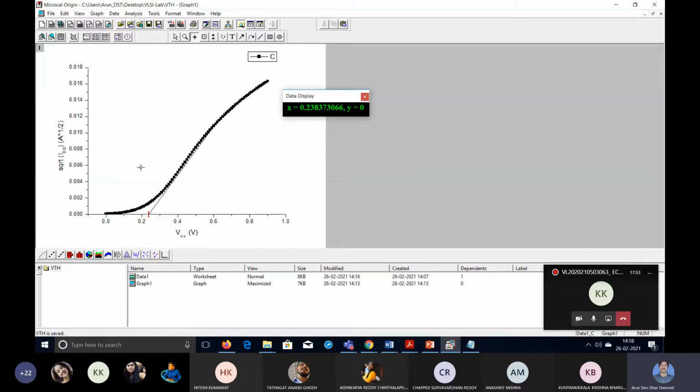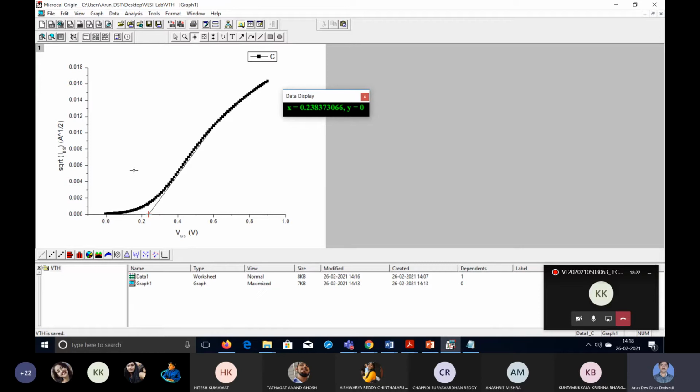Underroot ID means root beta by 2 into VGS minus VT. So IDS in the saturation region is given by beta by 2 into VGS minus VT whole square. When taking underroot ID, it becomes underroot beta by 2 and then VGS minus VT. So a linear variation is there, and this is why we are able to interpret the threshold voltage, because you are drawing a tangent on this linear portion, and wherever it is touching at this point, IDS is 0.